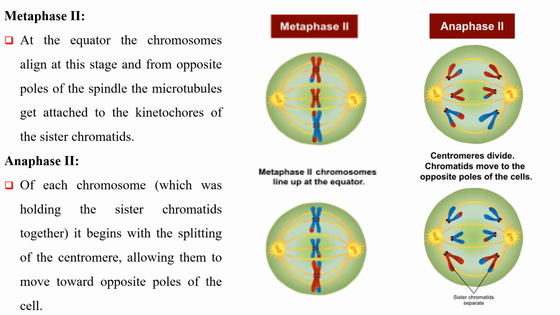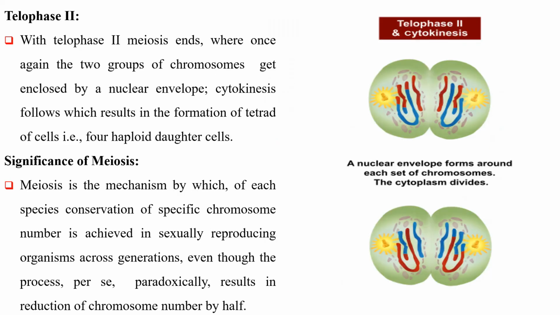Metaphase II. At the equator, the chromosomes align at this stage and from opposite poles of the spindle, the microtubules get attached to the kinetochores of the sister chromatids. Anaphase II. It begins with the splitting of the centromere of each chromosome, allowing them to move towards opposite poles of the cell. Telophase II. With telophase II, meiosis ends where once again the two groups of chromosomes get enclosed by a nuclear envelope. Cytokinesis follows, which results in the formation of a tetrad of cells, that is four haploid daughter cells.